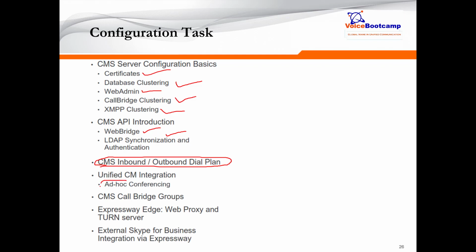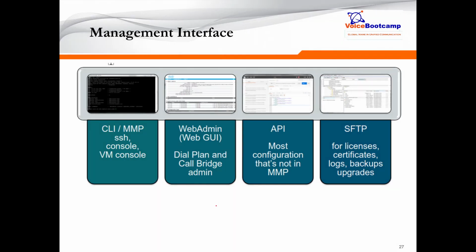And of course, you can do ad-hoc conferencing with Call Manager by establishing or registering the meeting server as a conference bridge, for example. So these are the configuration tasks that we must follow. But how do we configure the system? Well, we can configure the system through CLI. You can configure through SSH, Web Console, VM Console as well.